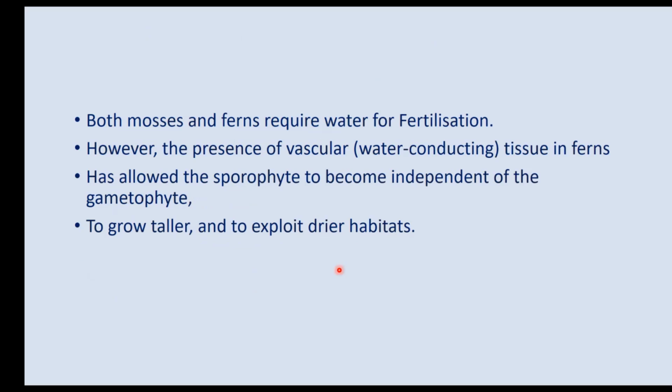However, the presence of vascular water conducting tissue in ferns has allowed the sporophyte to become independent of the gametophyte and to grow taller and to exploit drier habitats. So the reason why the ferns can grow and be able to inhabit drier habitats is because of the presence of the vascular conducting tissue in these ferns. Hence, they are able to exploit and can be found in dry habitats.